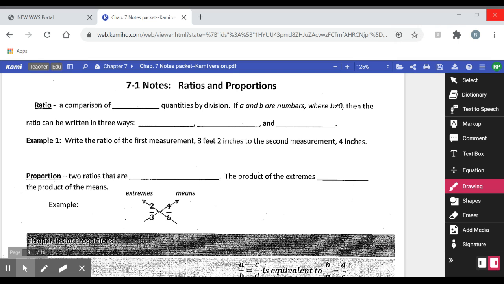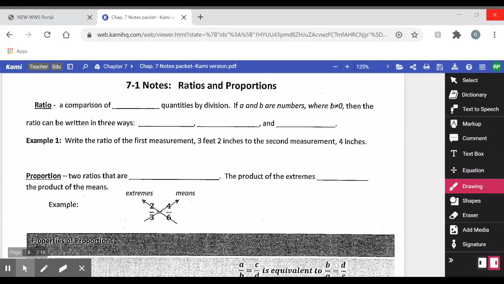Hi, welcome to Section 7-1 Notes on Ratios and Proportions. So we're covering Chapter 7 now, which is on similarity. We've talked a lot about congruent triangles, where those triangles are the same shape and the same size. Now we're going to talk about similar triangles where the corresponding sides are proportional to each other. The corresponding angles are still congruent, but the corresponding sides are going to end up being proportional.